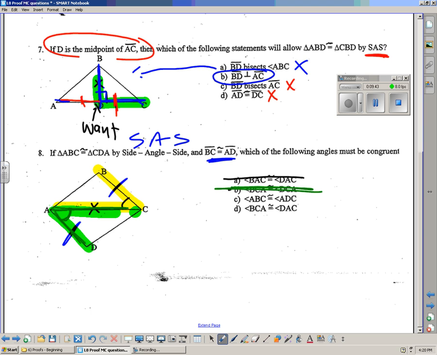We already said we need angle BCA. So we need angle BCA. Choice C doesn't involve that angle at all. And now choice D says angle BCA, check it, that's the one that we wanted, is congruent to angle DAC. That's the choice that we want, choice D.